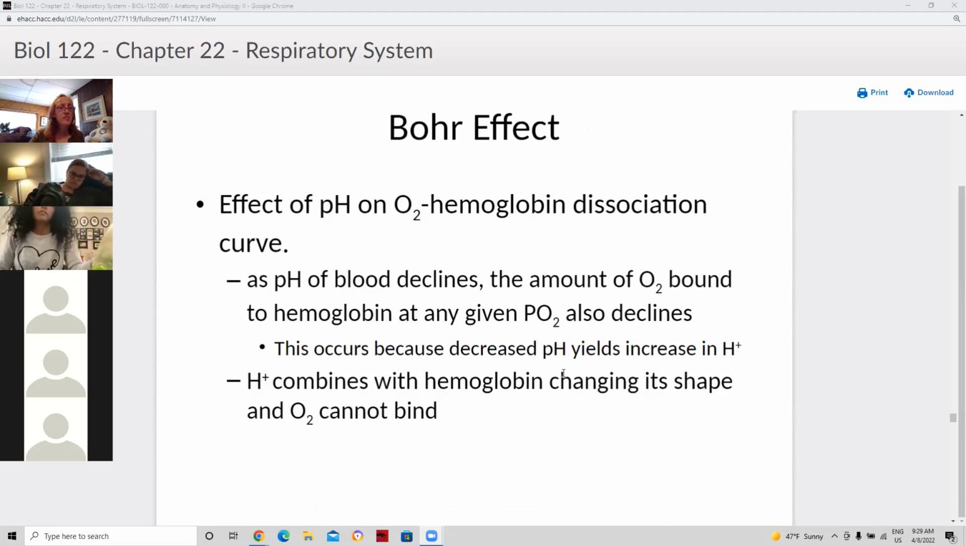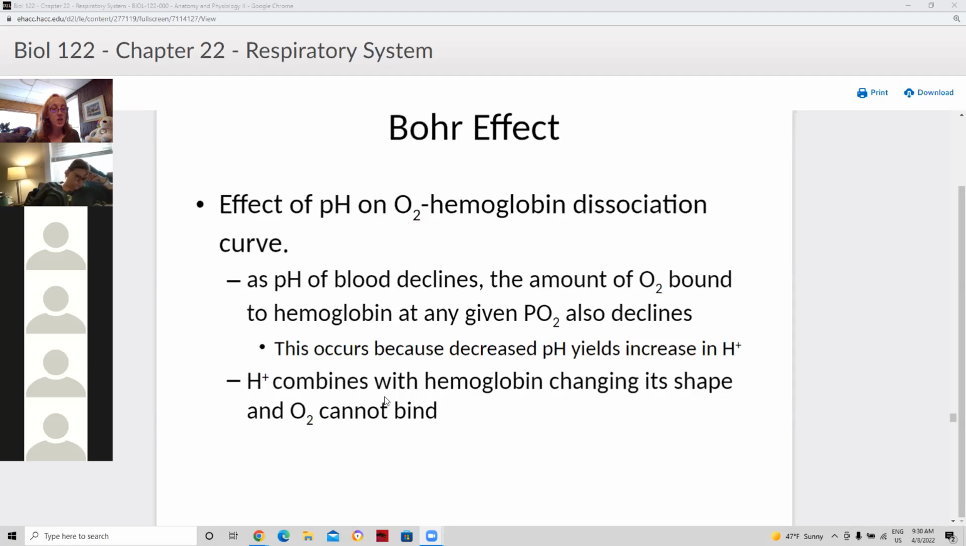This Bohr effect is the effect of pH on the hemoglobin dissociation curve. As the pH declines, becoming more acidic, the amount of oxygen bound to hemoglobin at any given partial pressure of oxygen also declines. This occurs because the decreased pH results from an increased hydrogen ion level. And the hydrogen ions bind to hemoglobin, changing its shape, making it less likely for oxygen to bind to the hemoglobin.